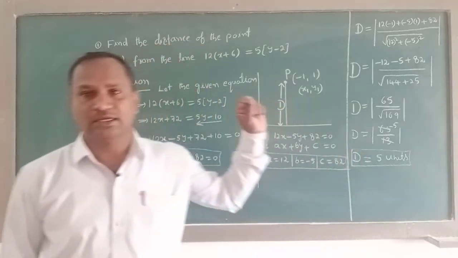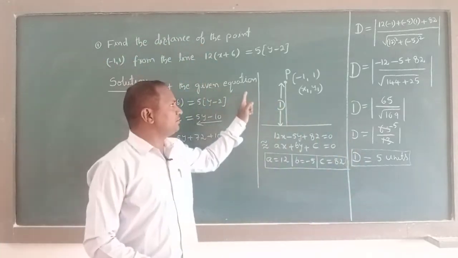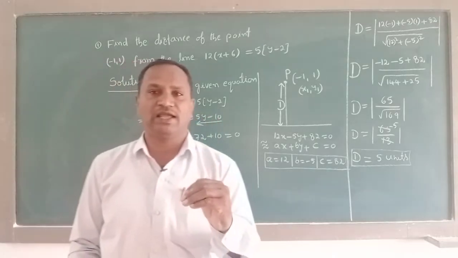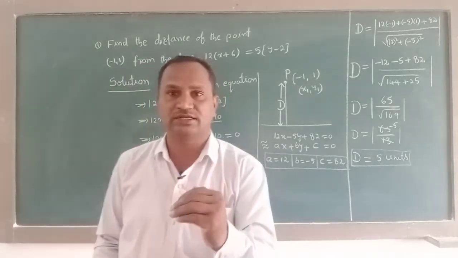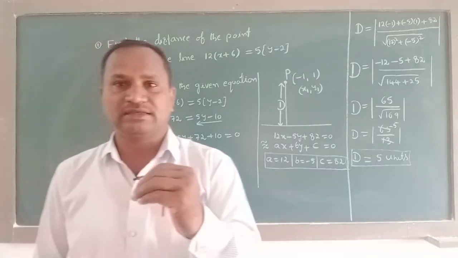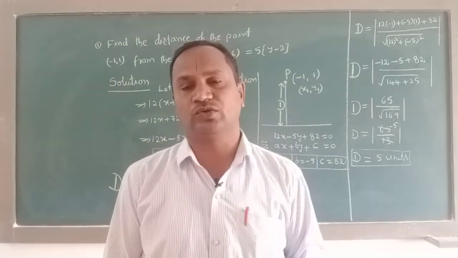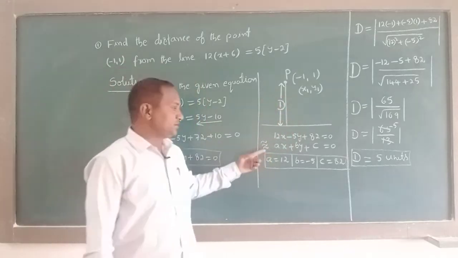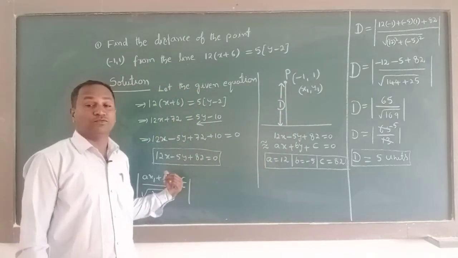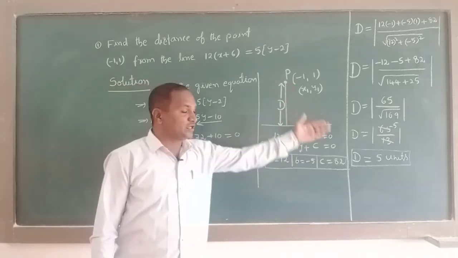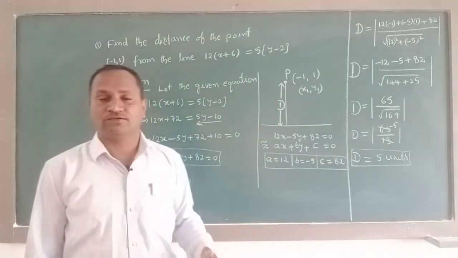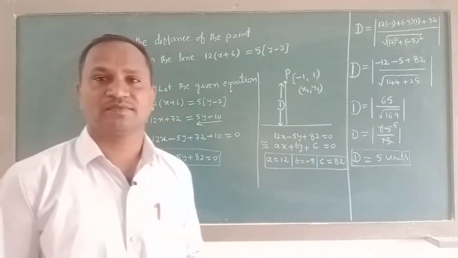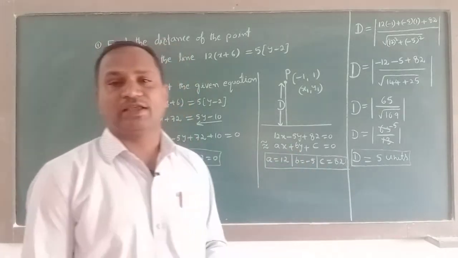Because here they did not give equation of line directly. First, you convert that equation of line in general form, that is in the general form of ax plus by plus c is equal to 0. And afterwards, with the help of the point and line, we have applied this formula. With the help of this formula, finally we got the distance is 5 units. Like that, we give solution for this question. Now we are going to solve another question.